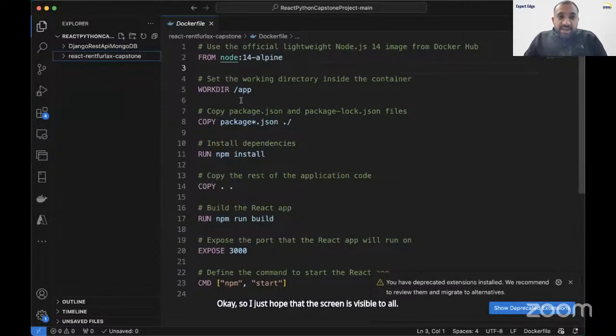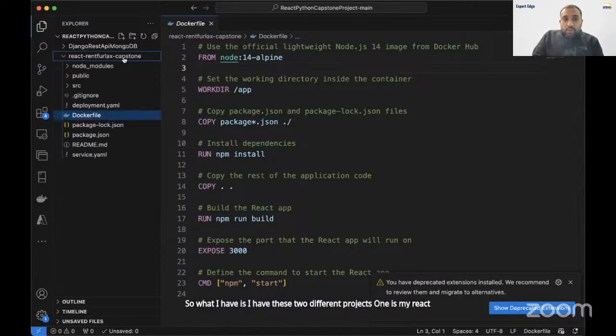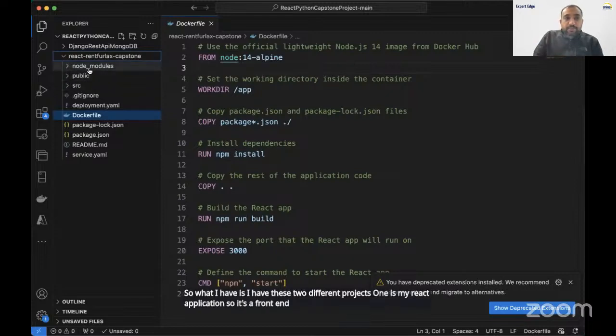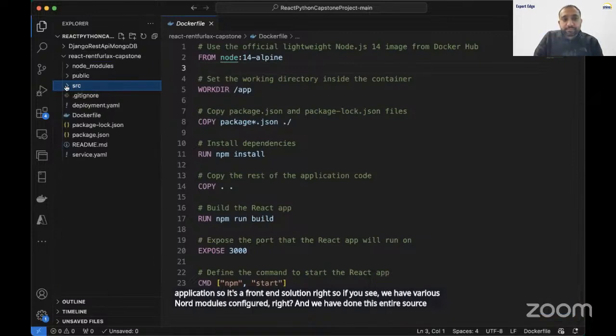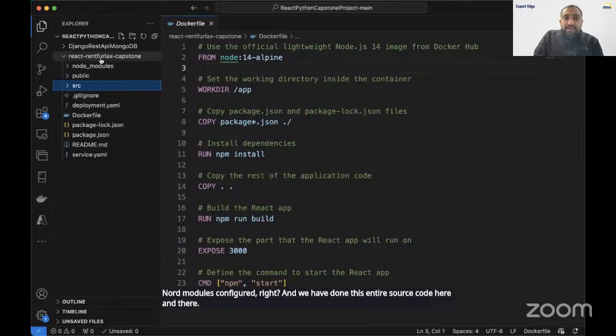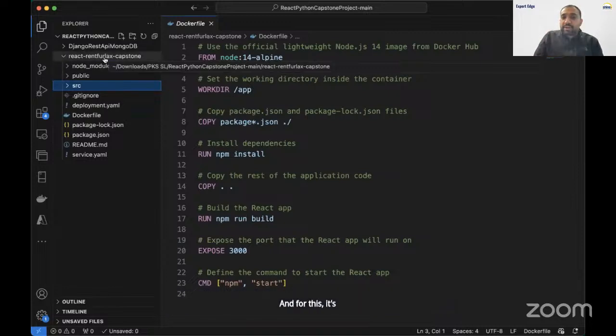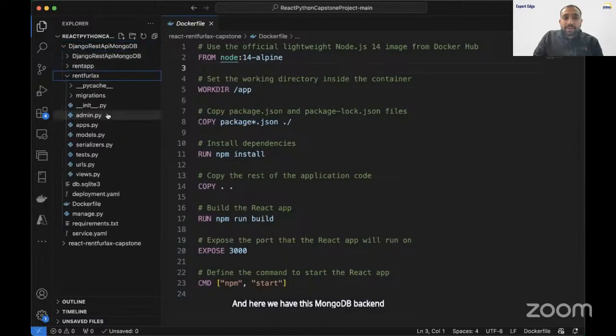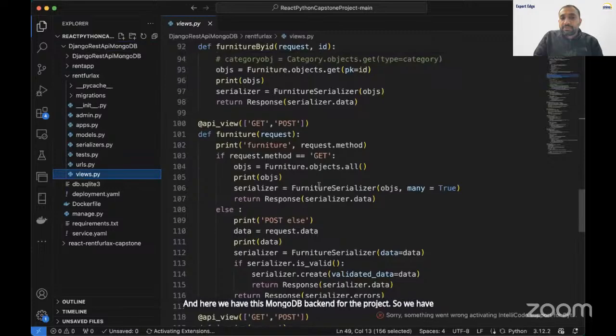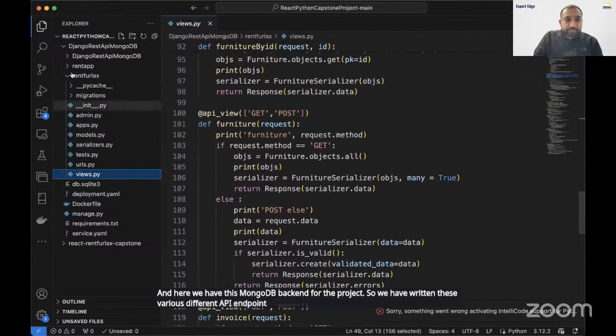So yeah, what I have is these two different projects. One is my React application. So it's a front end solution, right? If you see, we have various node modules configured, and we have written this entire source code here. Then there is a MongoDB Django backend for the project. And here we have this MongoDB backend for the project. So we have written these various different API endpoints for the project.